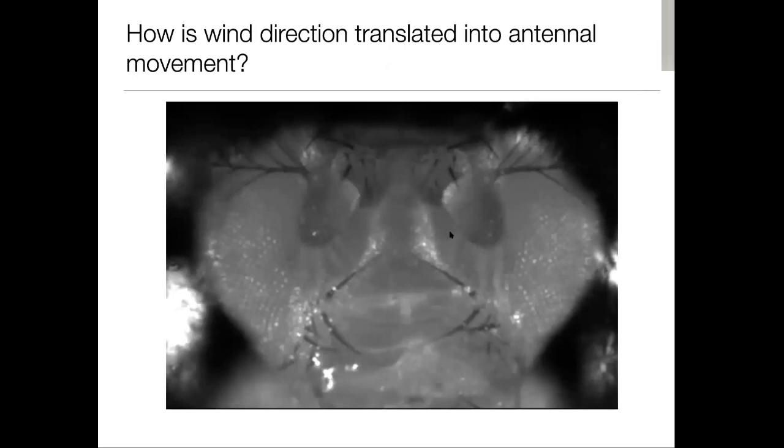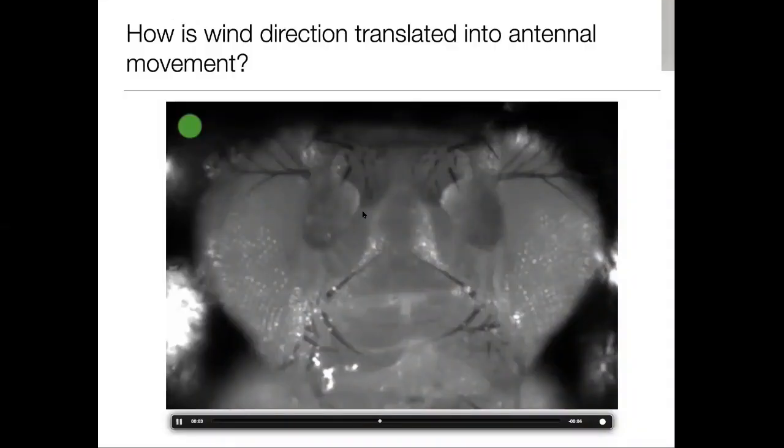This is another video, so this may or may not work. I'll just let this play. And what you can see is that when the wind blows, which is when that green light comes on, the antennae are deflected slightly. Okay.